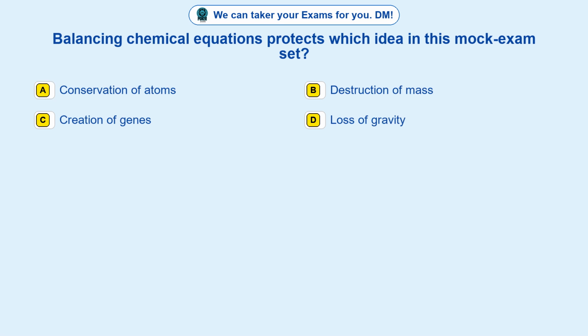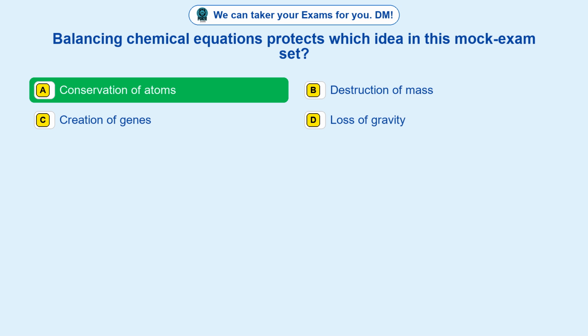Question 39. Balancing chemical equations protects which idea in this mock exam set? Option A, conservation of atoms. Option B, destruction of mass. Option C, creation of genes. Option D, loss of gravity. The correct answer is option A, conservation of atoms.